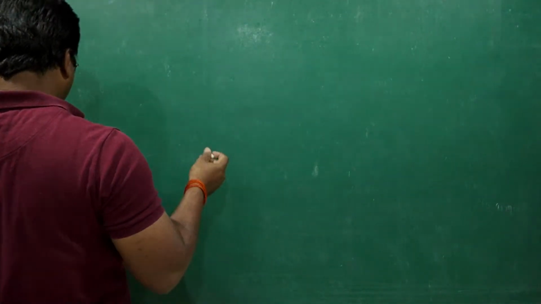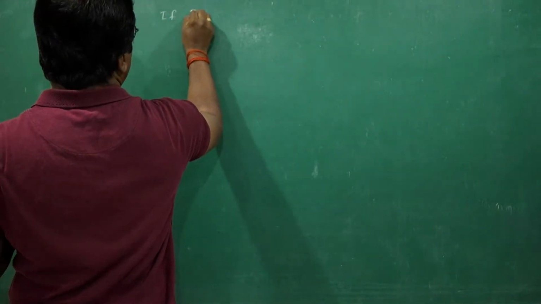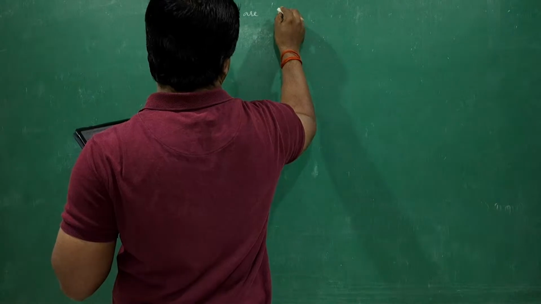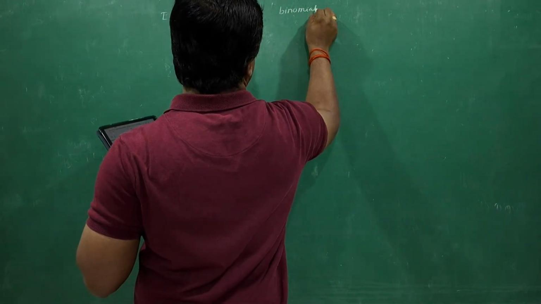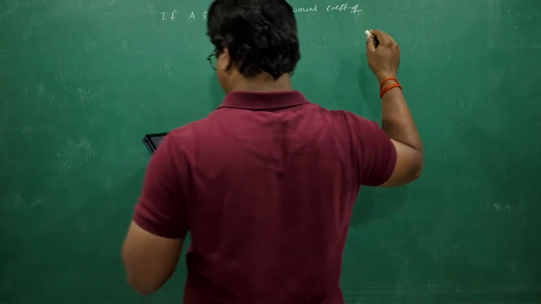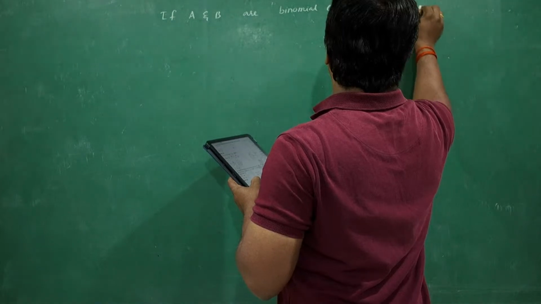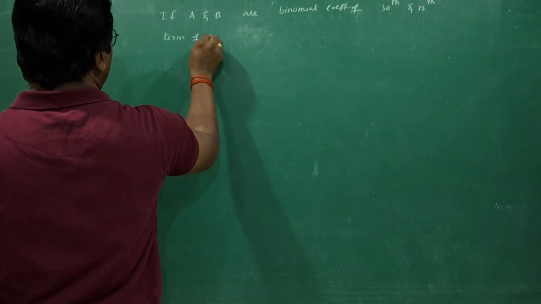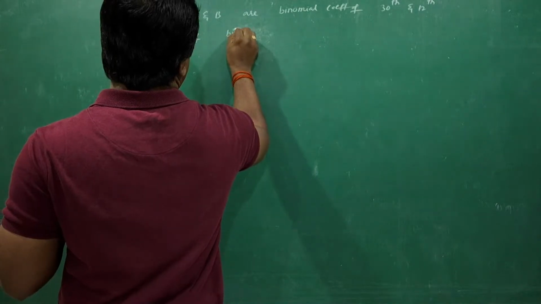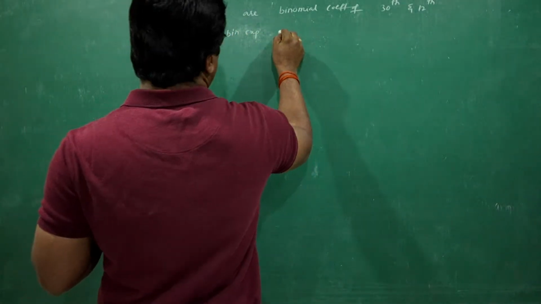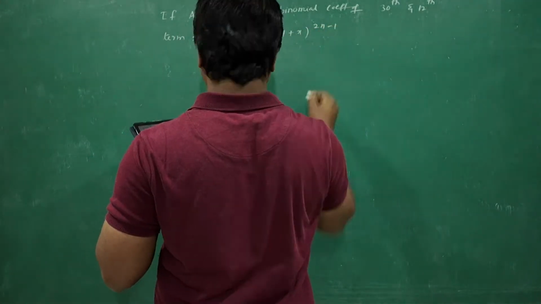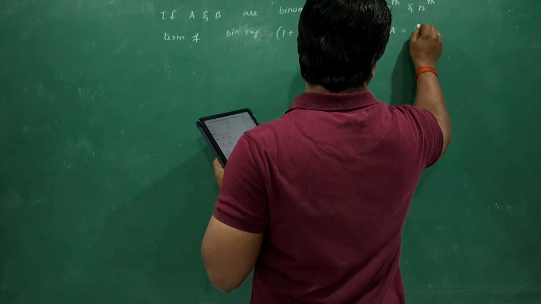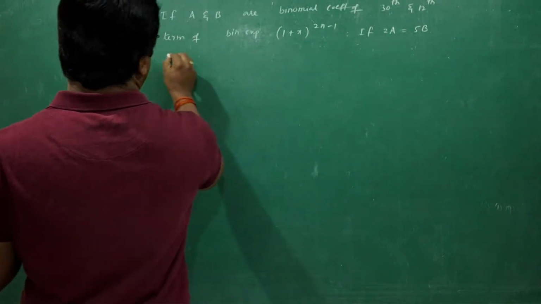There is a question from the binomial theorem topic. If capital A and capital B are the binomial coefficients of the 30th and 12th terms of the binomial expansion (1 plus x) whole to the power of 2n minus 1, and given the condition 2 times A equals 5 times B, then find the value of n. This is the question.